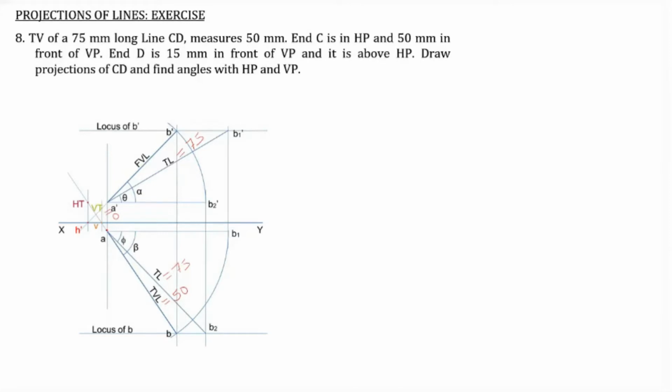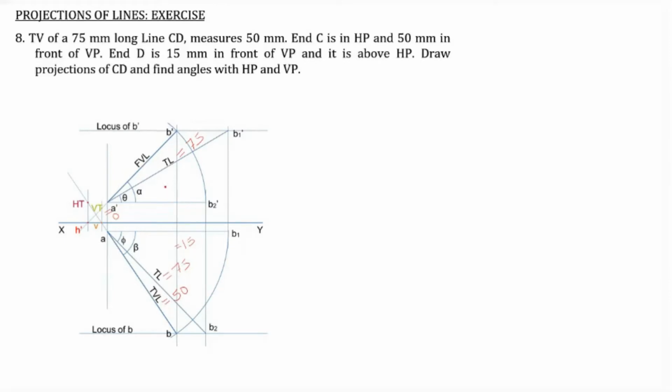And end D is 15 millimeter in front of VP and it is above HP. So end D, that is this point, in this case point B, is 15 millimeter in front of VP. That means this distance should be 15 millimeter. And it is said that it is above HP. Above HP means the B dash should be above the XY line. So these are the conditions that are given.